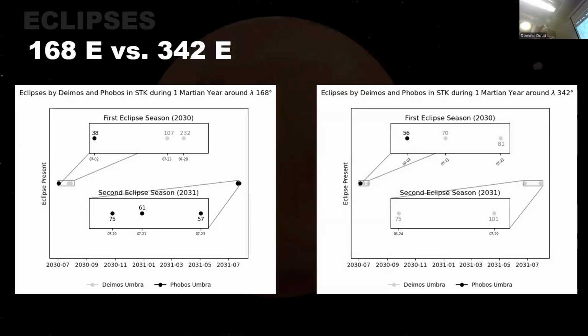Oh no. Not that well. The first eclipse both have one Phobos and two Deimos, but on drastically different days, weeks apart. And the second eclipse season in the 168 has only Phobos. And the second eclipse on the other one has only Deimos. That was kind of unexpected, at least this amount of difference.